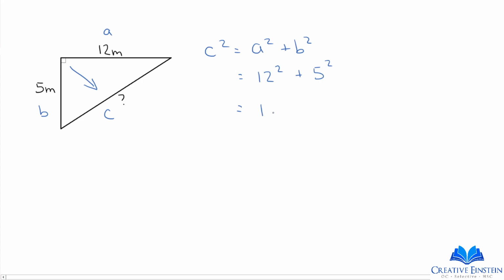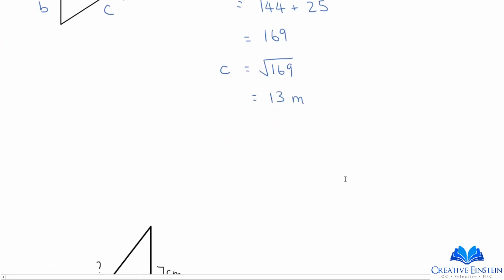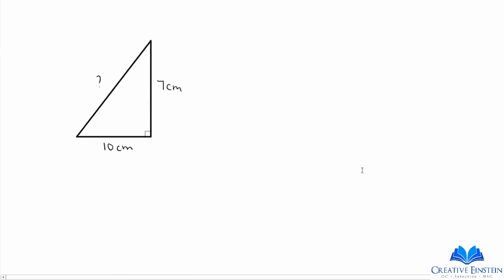12 squared is 144, 5 squared is 25, and I end up with 169. So c squared equals 169. That means c must equal the square root of 169, which equals 13 meters. Don't forget the units. Okay, moving down to our last example. Our last example is not going to be a perfect number, and so we're going to leave it as a surd to make it the exact number.